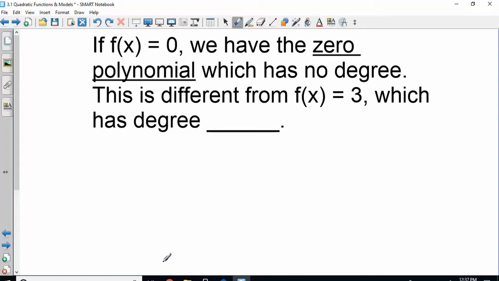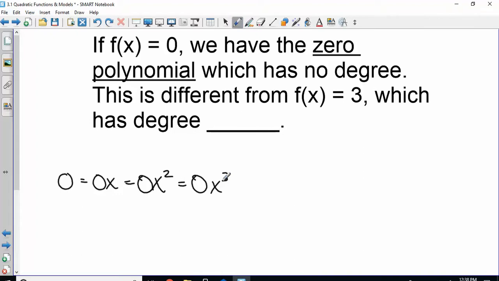If you just have f of x equals 0, that is what is called the zero polynomial. And we say that has no degree. The reason is 0 is the same as 0x, which is the same as 0x squared or 0x cubed or whatever power I want to put. And so I can't list the degree because it could be a degree of 0 or 1 or 2 or 3. I could put x to any power with that. So we say in that case it has no degree.